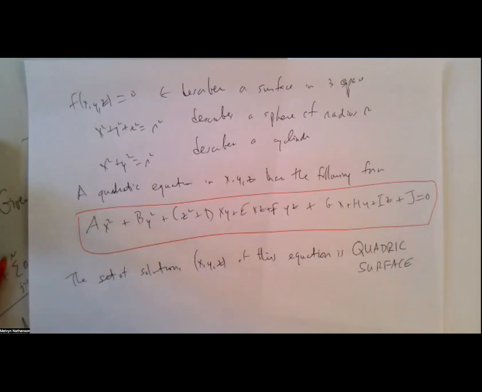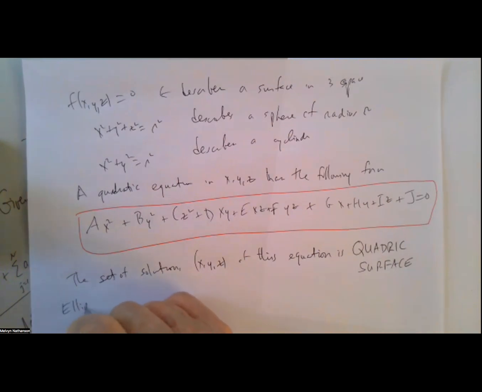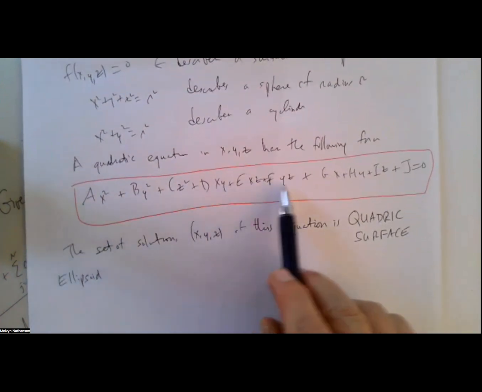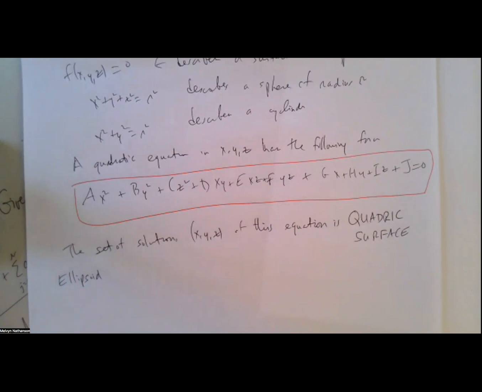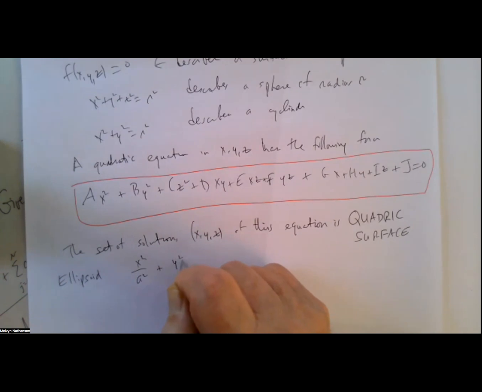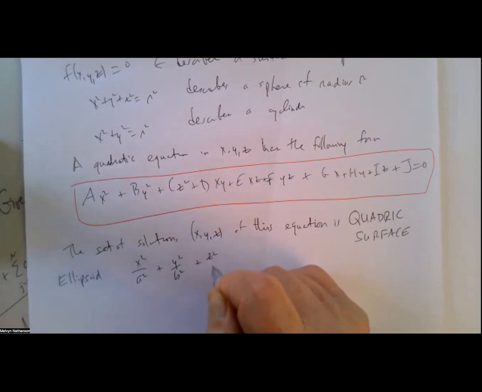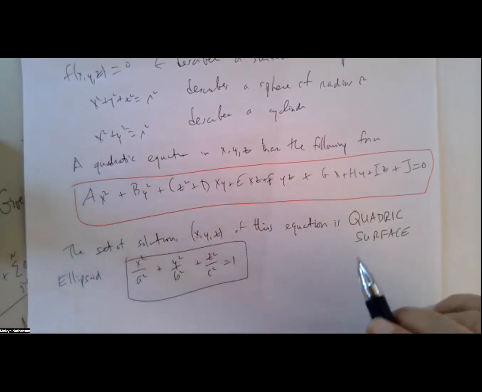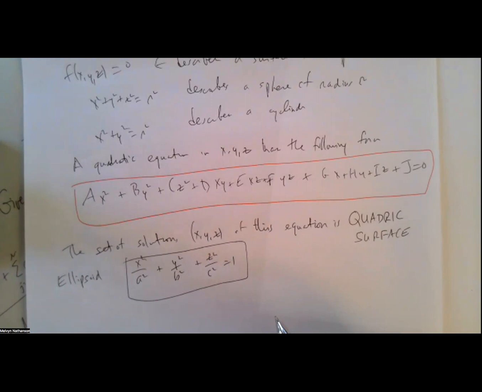Now, the simplest are things that are generalizations of spheres called ellipsoids. So an ellipsoid, all these cross terms and linear terms are gone. An ellipsoid is something which has a solution, an equation of the form x squared over a squared plus y squared over b squared plus z squared over c squared equals 1. That's the equation of an ellipsoid.